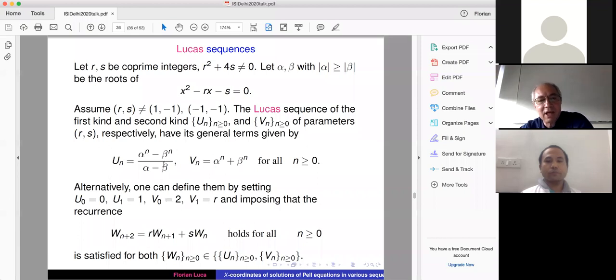Then the quantity alpha to the n minus beta to the n over alpha minus beta is called the Lucas sequence of the first kind associated to that, and alpha to the n plus beta to the n is called the Lucas sequence of the second kind. Alternatively, you can define them by saying that u starts at 0, 1, and v starts at 2, r, where r is the sum of those roots, and then they follow this recurrence relation that's given by this quadratic equation.